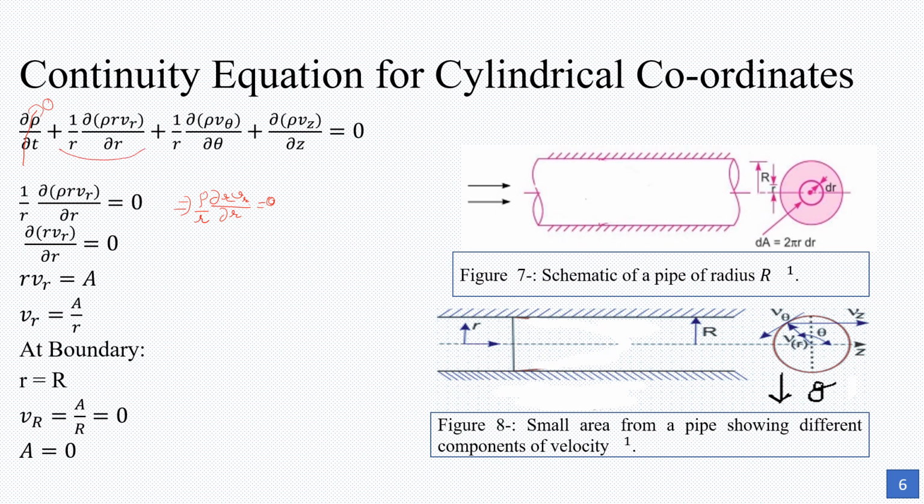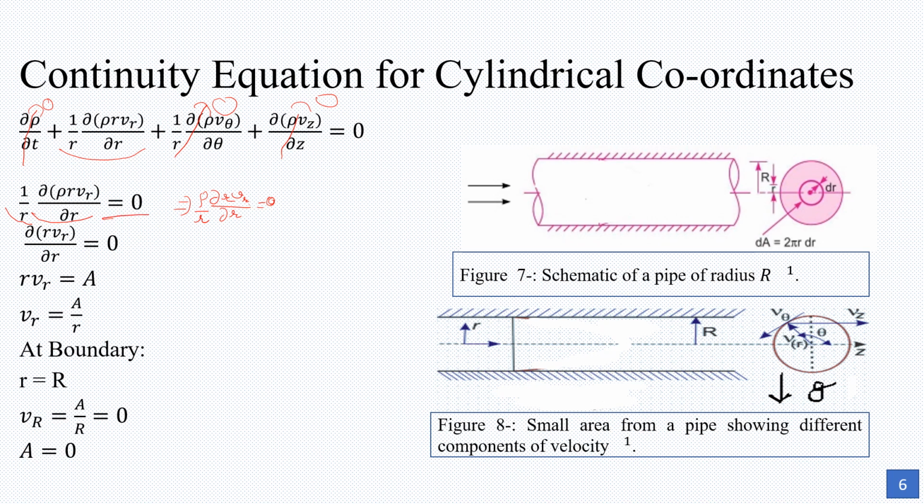Next term, since v theta is 0 due to axial symmetry, it is also equal to 0. The next term is also equal to 0 because rho is constant, so it can be taken outside, whereas ∂vz/∂z equals 0 due to fully developed flow. So on the left hand side we are left with only one term, which is 1/r multiplied by ∂/∂r of (rho r v_r), which is equal to 0.